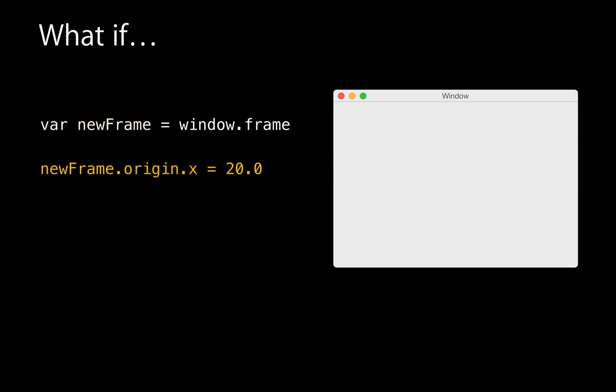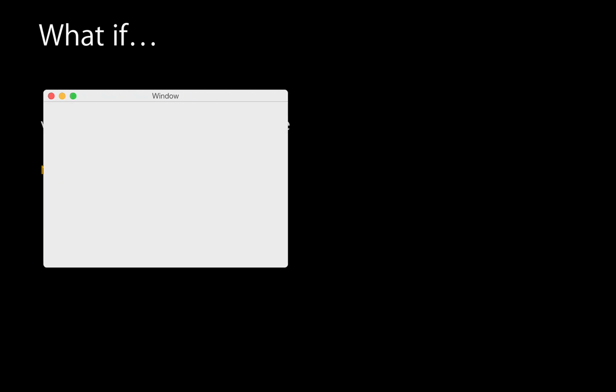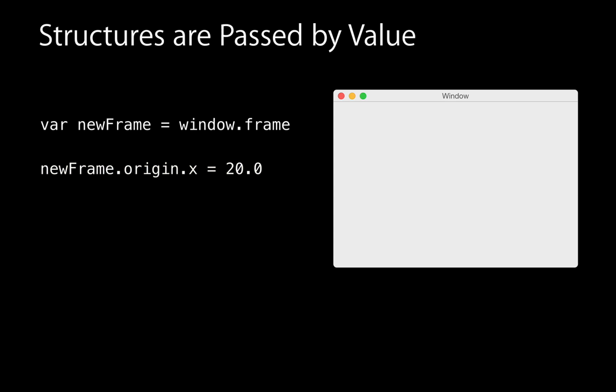What happens if rectangle was actually a class? Well, if I set the origin here, that's actually going to affect my window. Clearly, that's not what I want to do. I just want to change this and use it somewhere else. And it's covering up my slide, so clearly bad. So the window's frame is a rectangle, and the rectangle should be a value type, a structure.